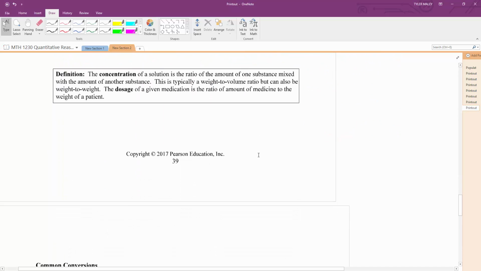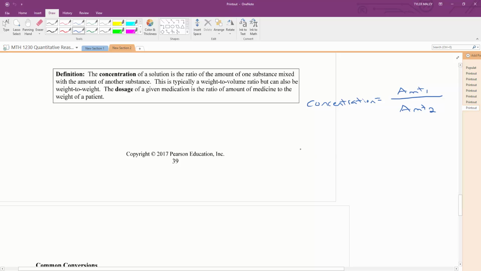In the last definition, it's talking about concentration. You want to remember from the text that the concentration of a solution is simply a ratio of the amount of one substance with the amount of another substance. So concentration is a ratio, which means we have a fraction. What we're comparing is the amount of substance 1 compared to the amount of substance 2. That's what a concentration is. It says this may be a weight to volume ratio, but also could be weight to weight.